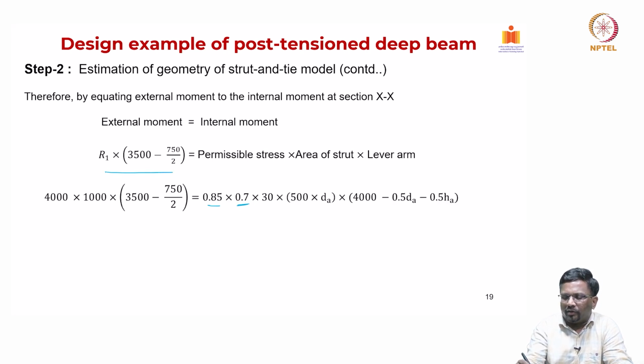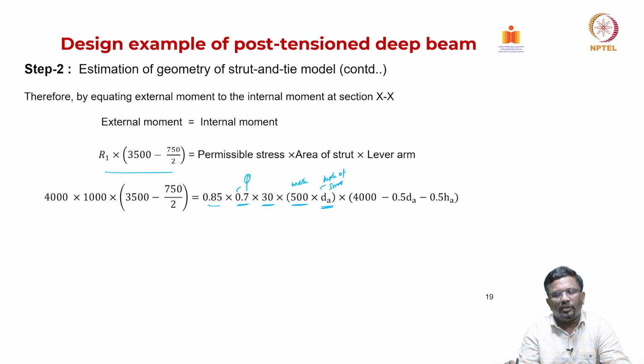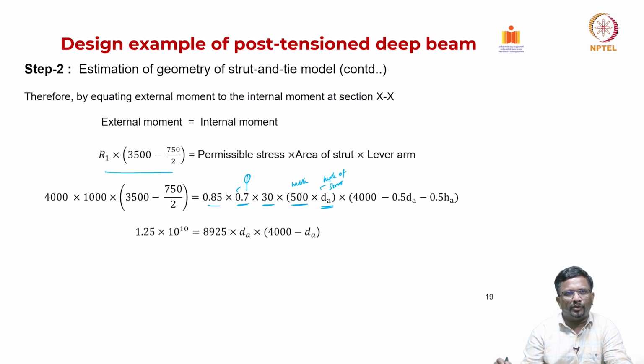Why do I take that? This is your phi factor, the strength reduction factor, and the cylinder strength I have taken as 30 megapascal. The area of the strut is width, which is 500, the width of the beam, times the depth of your strut. Width multiplied by depth of the strut gives me the area of the strut, area multiplied by the stress gives me force, and force multiplied by the lever arm gives me the internal moment. When you equate them, you get an expression that directly gives you a value for dA.